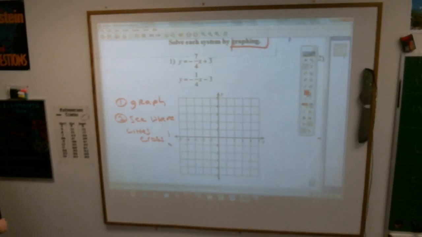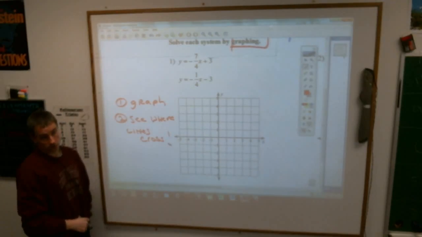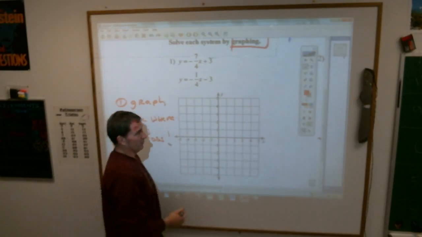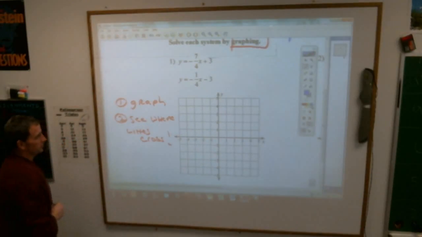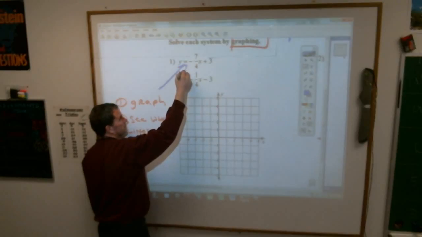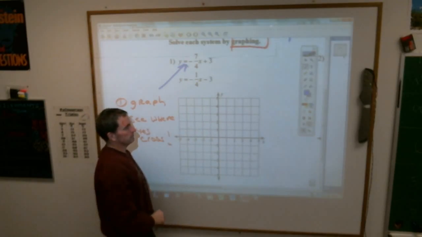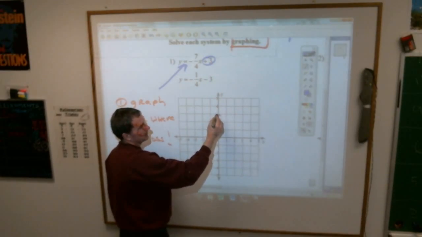Which means it's pretty important that you're relatively accurate. For those of you who like to draw your straight lines freehand, it's a bad idea. For those of you who don't know how to use a ruler, still a bad idea. But it shouldn't take you long because what form is this linear equation in? Slope-intercept. So you just simply put a dot here where it crosses the y-axis, which is 3, correct?